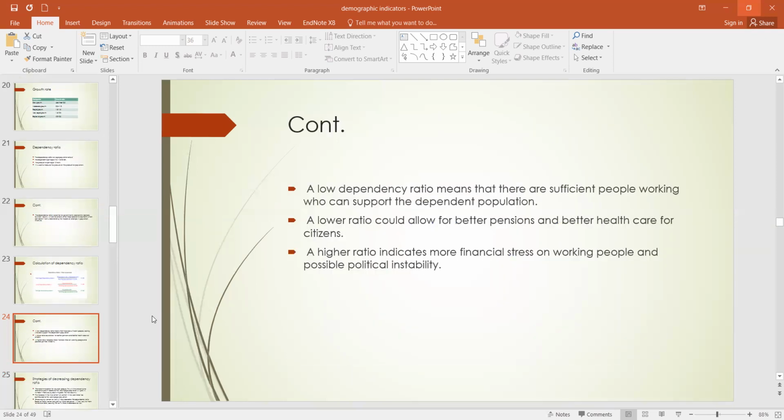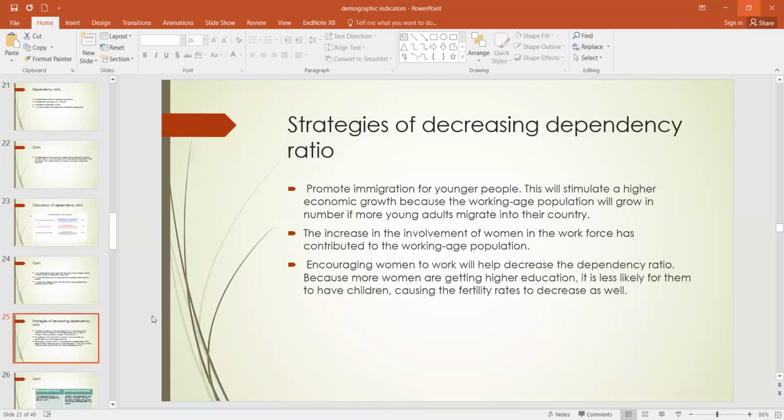A low dependency ratio means that there are sufficient people working who can support the dependent population. A low ratio could allow for better pensions and better healthcare for citizens. A higher ratio indicates more financial stress on working people and possible political instability. So a low dependency ratio of any country is a good demographic indicator.